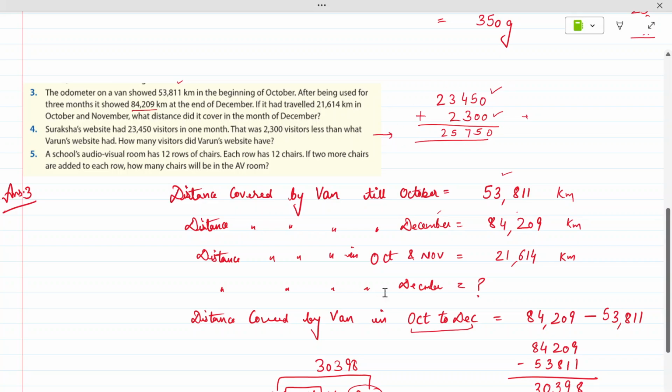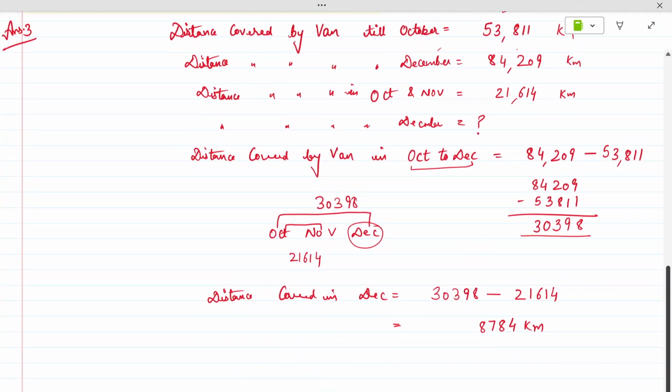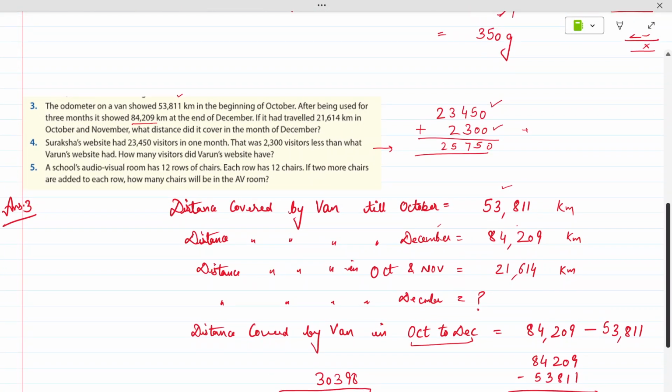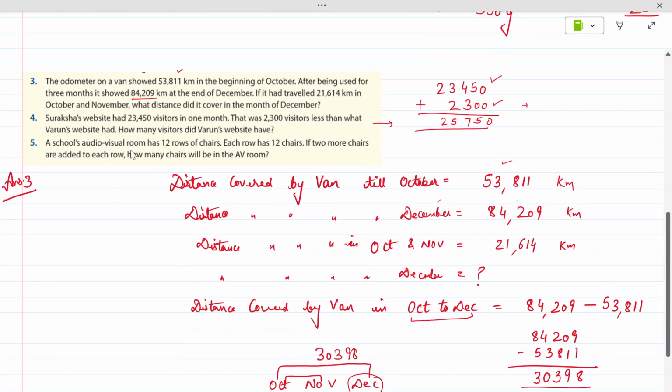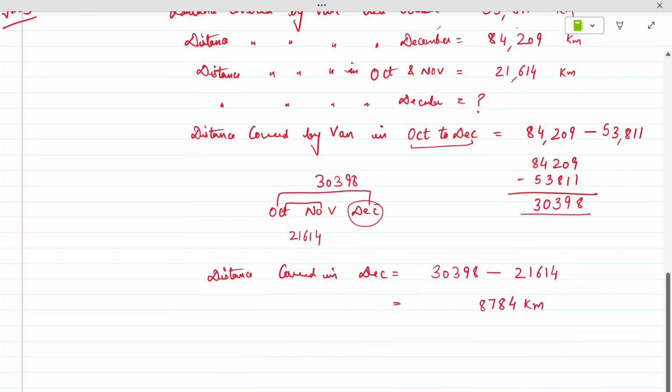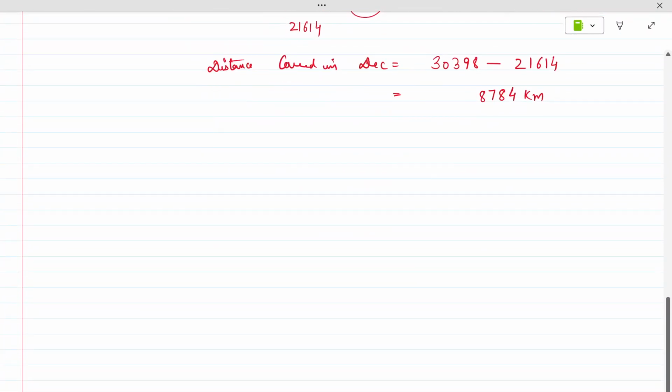Okay, now the last question I am solving here. It says a school audio-visual room has 12 rows of chairs and each row has 12 chairs. And then if two more chairs are added to each row, how many chairs will be in the audio-visual room? Okay, so let us do this question. This is the last question of the exercise.